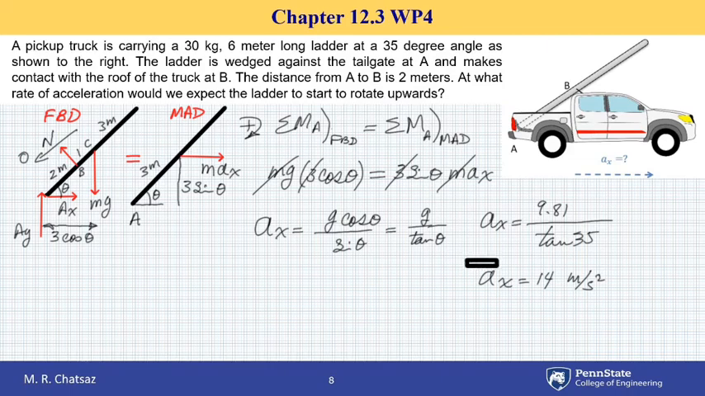So that is the acceleration of the truck when rotation of the ladder in counterclockwise direction is imminent. In other words, this is the maximum acceleration the truck can have in order to cause separation of the contact at point B, separation of the ladder with the top of the roof at point B.